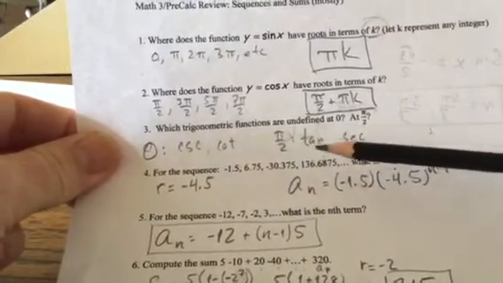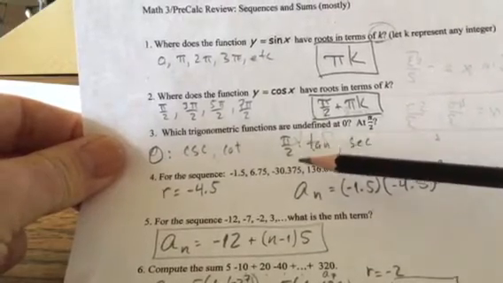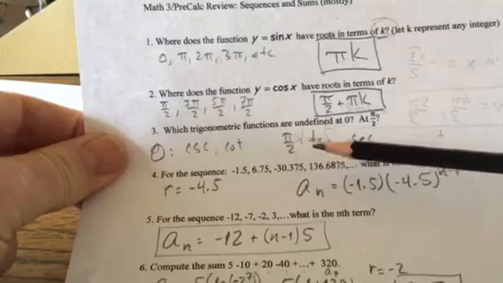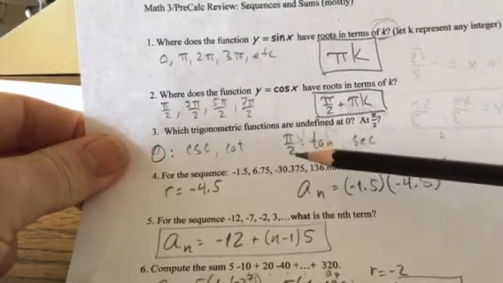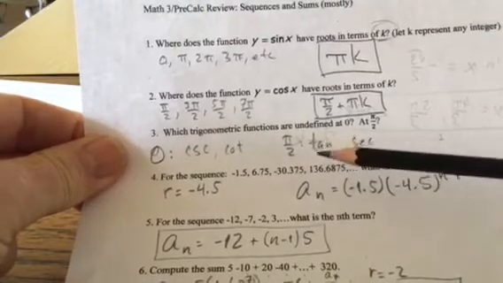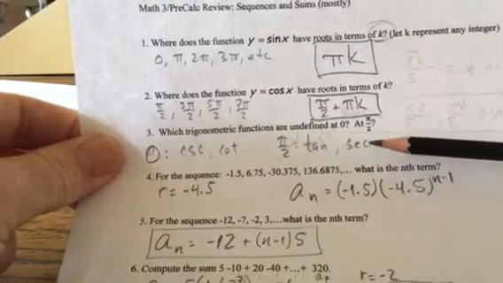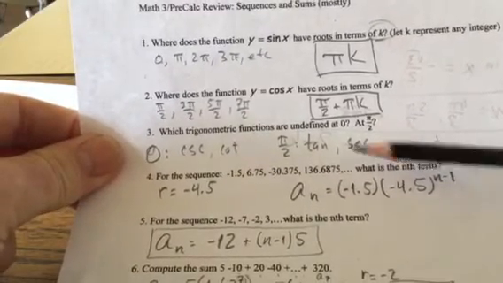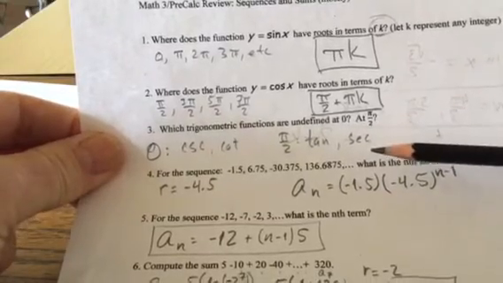At pi over 2, on the other hand, the tangent of pi over 2 is undefined because tangent is sine over cosine. And now cosine of pi over 2 equals 0. So once again, we're dividing by 0 when you try to take the tangent of pi over 2. And same thing goes for secant, because secant is 1 divided by cosine, and cosine of pi over 2 is 0. So secant of pi over 2 is undefined.